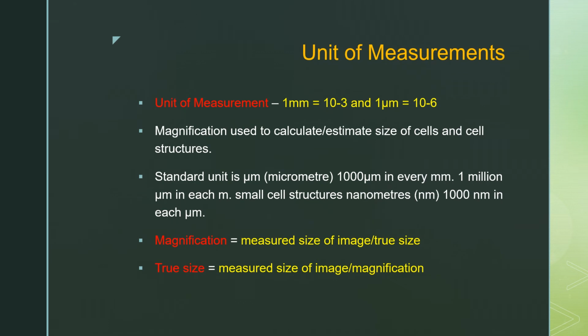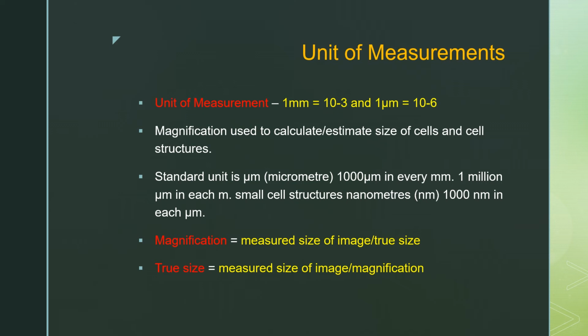We're going to talk about units of measurement because we do calculations in the exam. We're going to start off by saying the unit of measurement is 1 millimeter, which is 10 to the minus 3, and 1 micrometer is 10 to the minus 6. Magnification is used to calculate or estimate the size of cells and cell structures. The standard unit is a micrometer, and there are 1,000 micrometers in every millimeter, so 1 million micrometers in each meter. For small cell structures, there are 1,000 nanometers in each micrometer. You won't need to know this in depth, but it's handy information to know.